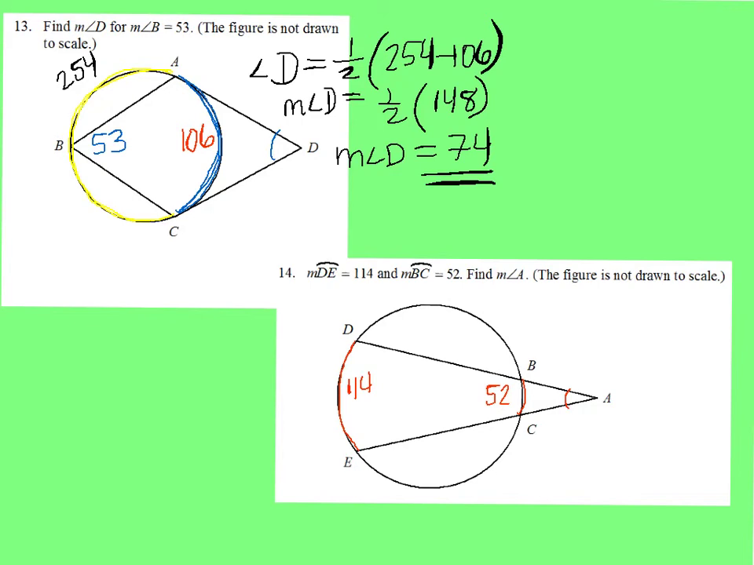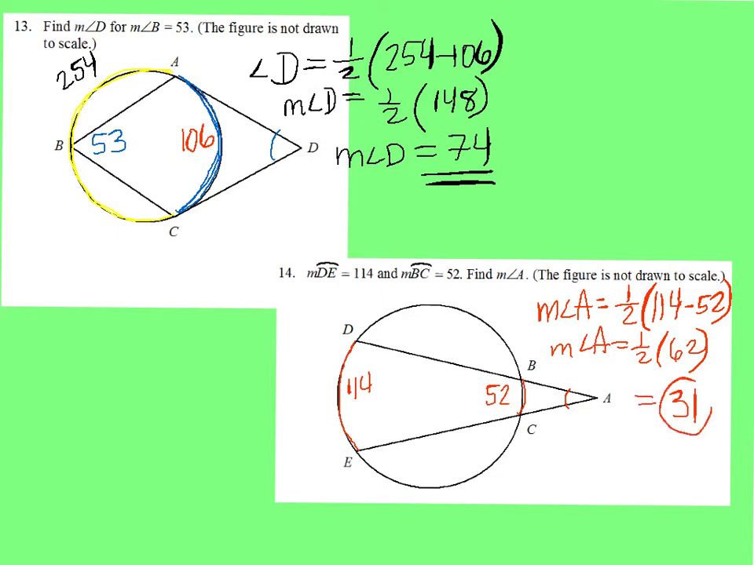So we're doing exactly the same thing, but in 14 it gives us all the information up front. So we can say the measure of angle A is equal to 1/2 the difference of 114 minus 52. So the measure of angle A is equal to 1/2 of 114 minus 52, which is 62. And then half of 62 is 31. So 31 is our answer for number 14.